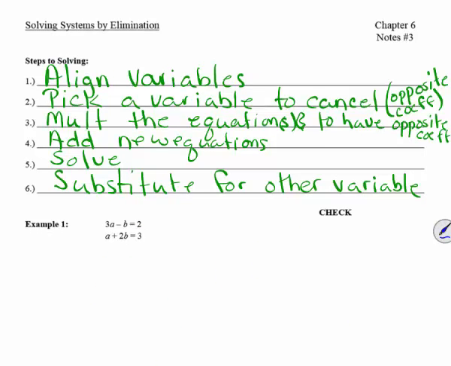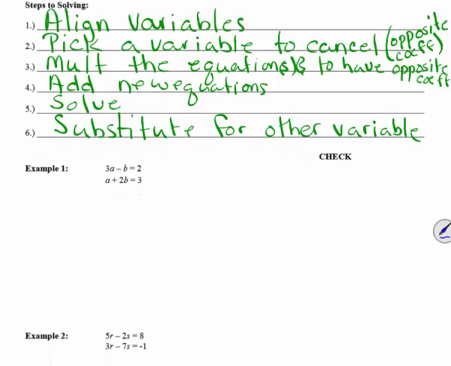So when I look at number 1, I have 3a minus b equals 2 and a plus 2b equals 3. I can eliminate either one of my variables, but I want to take the fewest steps that I need to. So when I see here that these are already opposite signs, I just have to multiply the top equation by 2. Right? So it's almost like you're kind of finding a common denominator type deal.